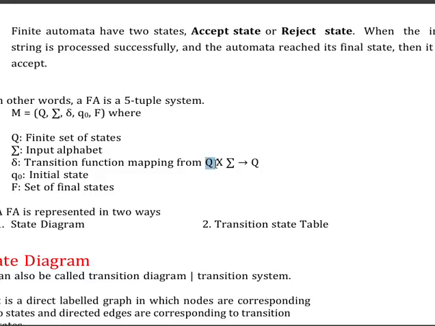So Q into sigma gives rise to Q. So this is the formula. If you see here, delta equals Q into sigma gives rise to Q. The first Q is nothing but the current state. You know what a state is. So Q is the current state. Sigma is nothing but the input symbol, the input alphabet. It gives rise to this Q, which is nothing but the next state.